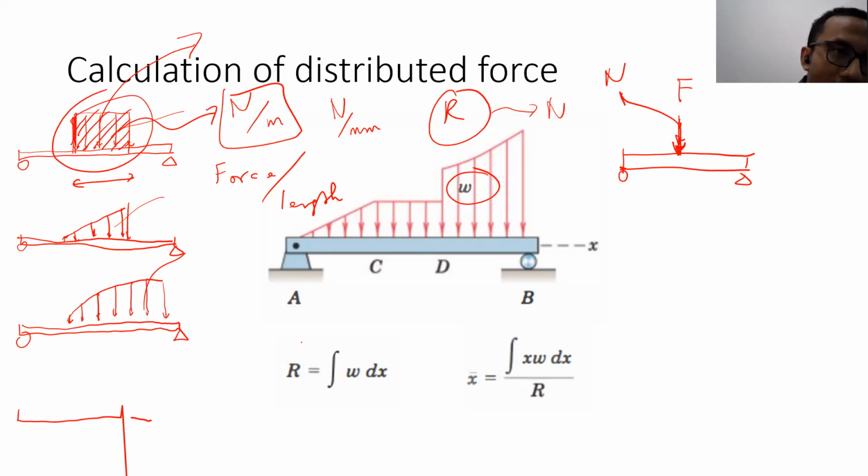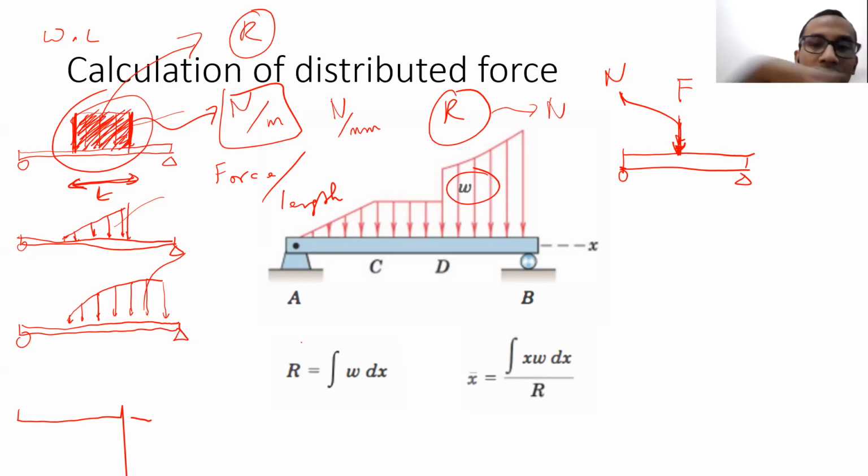W is representing the height, right? Okay, W is representing the height, and this one is the length. So if you multiply the height, which is the W, by the length, what do you get? W is the Newton per meter. L here is the length in meters, for example. Then you have force. So basically, the R, the resultant force, is supposed to be the area which is covered by the distributed force.